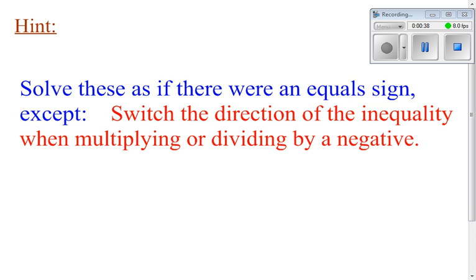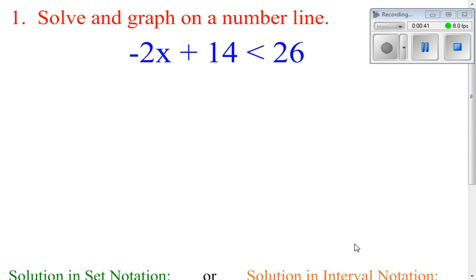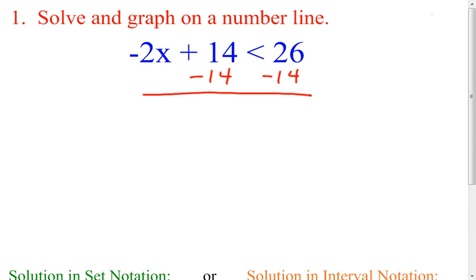Okay? So I think it'll make sense as we move through this. Here's the first one. Negative 2x plus 14 is less than 26. If this was an equal sign, in order to solve for this, you would subtract 14. I do not need to switch the direction of the inequality because I did not multiply or divide by a negative. So when I subtract 14, 26 minus 14 we know is 12. Bring down the negative 2x.